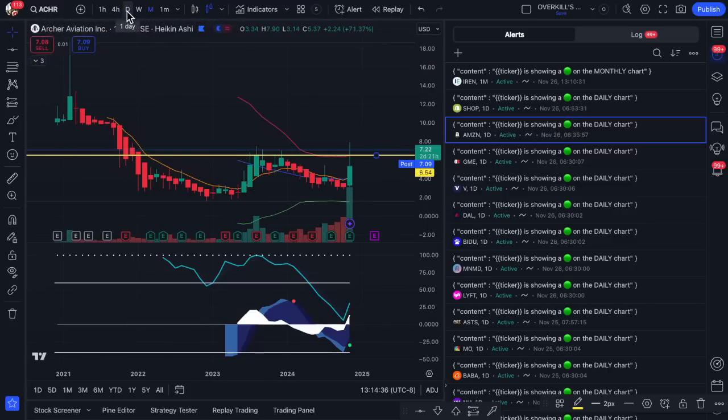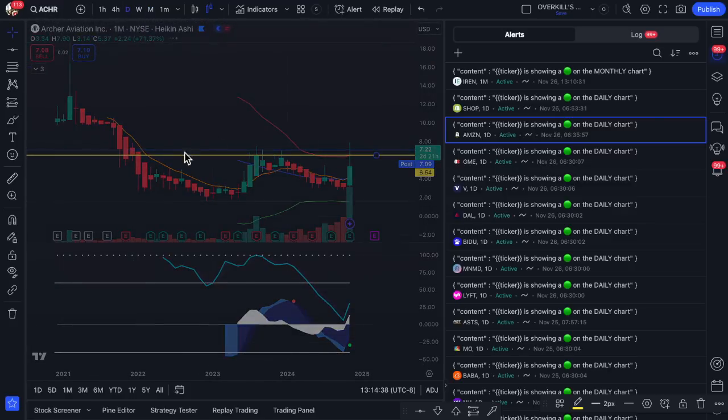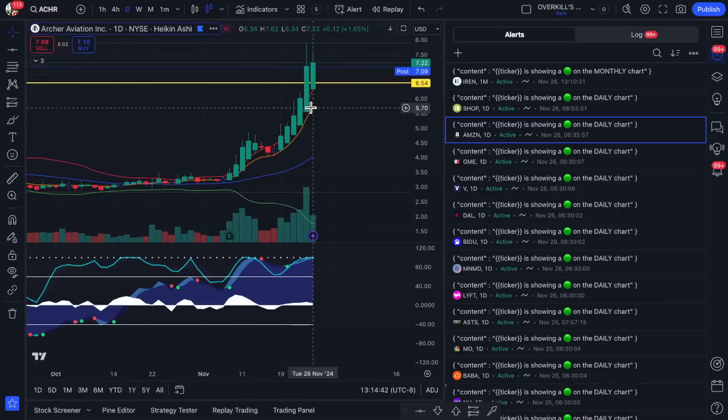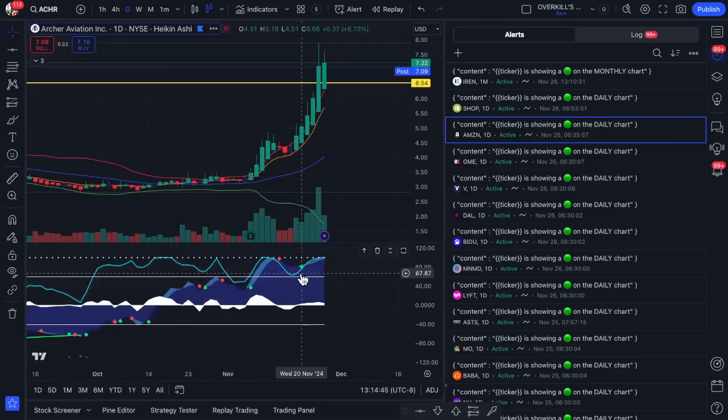This is an aviation company, so nice big green candle there. We'd be buying every single green dot that we get on this one. Every single pullback that you see, I would be buying. But right now, I would be taking some profits off the table. If you got in right here at 4, you're up almost 100%.